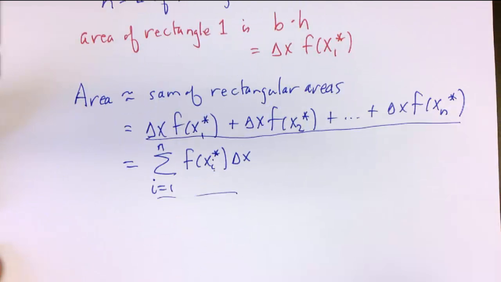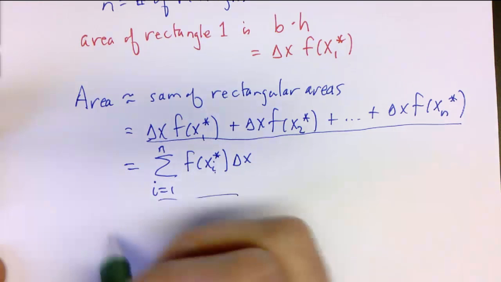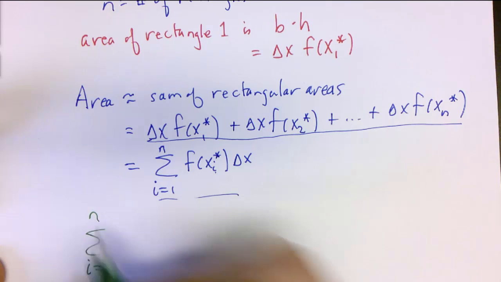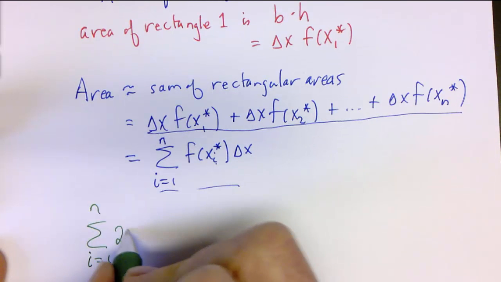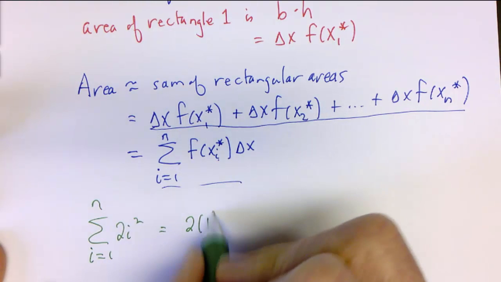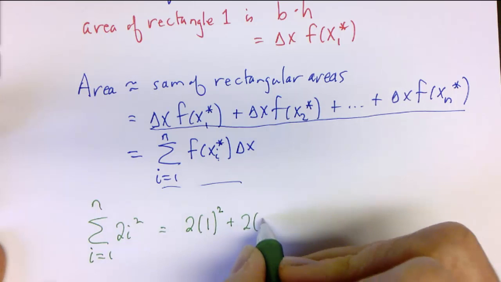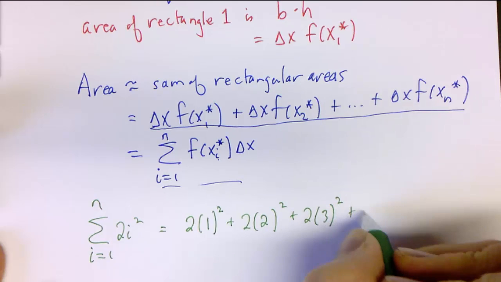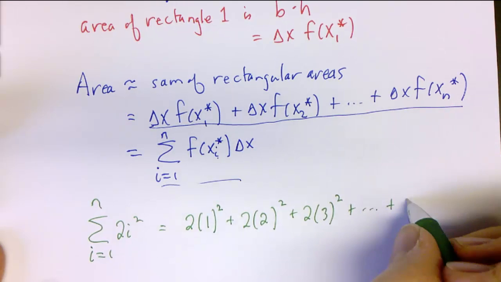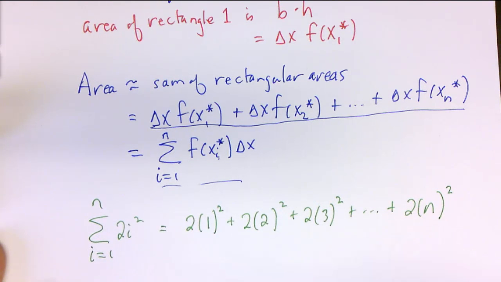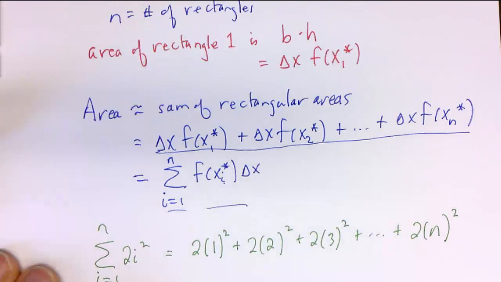Just a quick example of some summation notation. For instance, if I had the sum from i equals 1 to n of 2i squared, that means I need to take 2 times 1 squared plus 2 times 2 squared plus 2 times 3 squared, all the way up until I get to whatever n is. So I'd have 2 times n squared. We're going to be seeing sums like this throughout this section and the next section in our textbook.